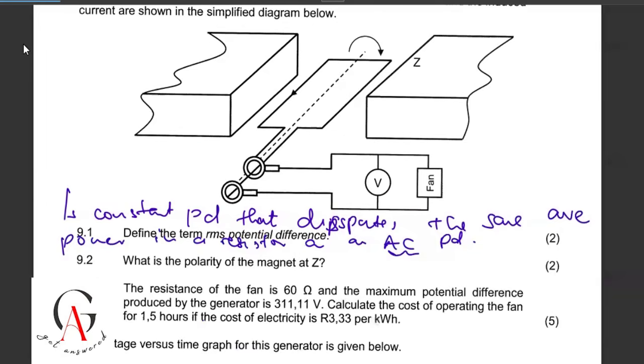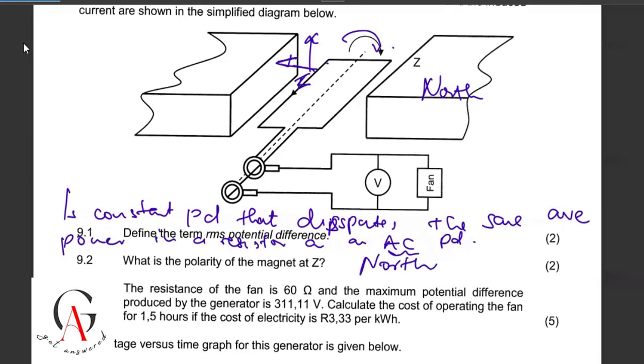And then what is the polarity of the magnet Z? So we have our current moving in this direction. If I'm focusing on this, since we are moving clockwise, the force is going to be up, and then we're going to have something like that if we use the right-hand rule. Okay, so the force is up, meaning that this Z is technically the north.